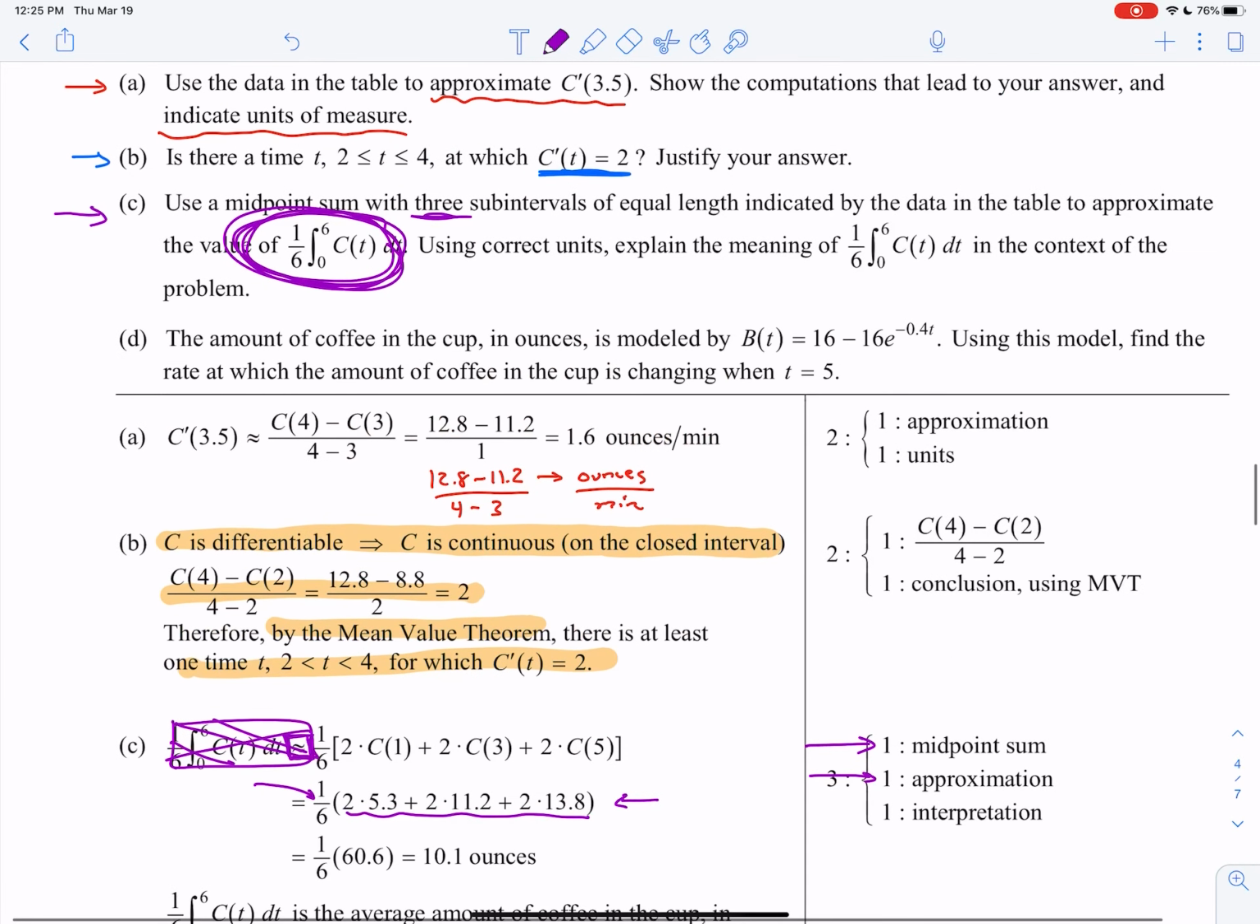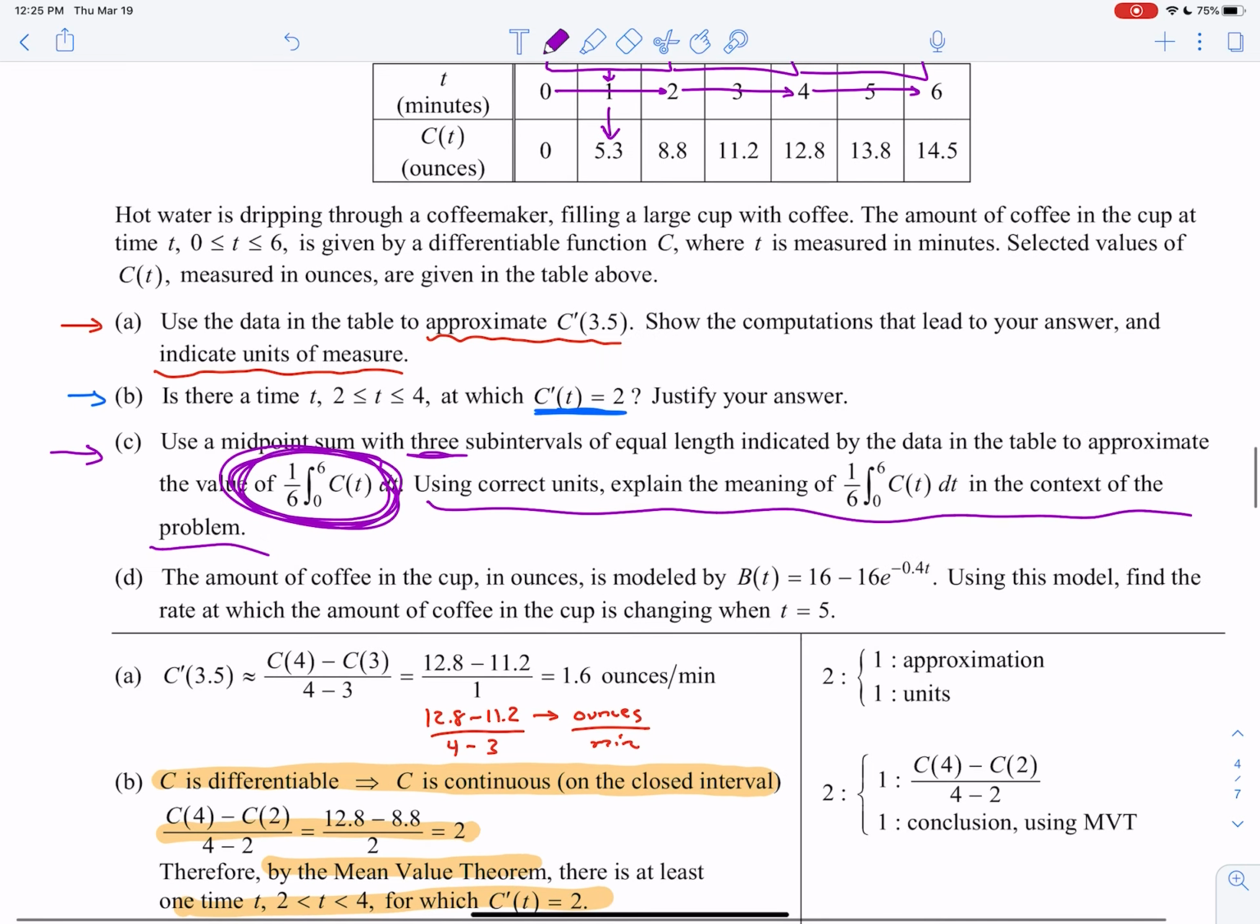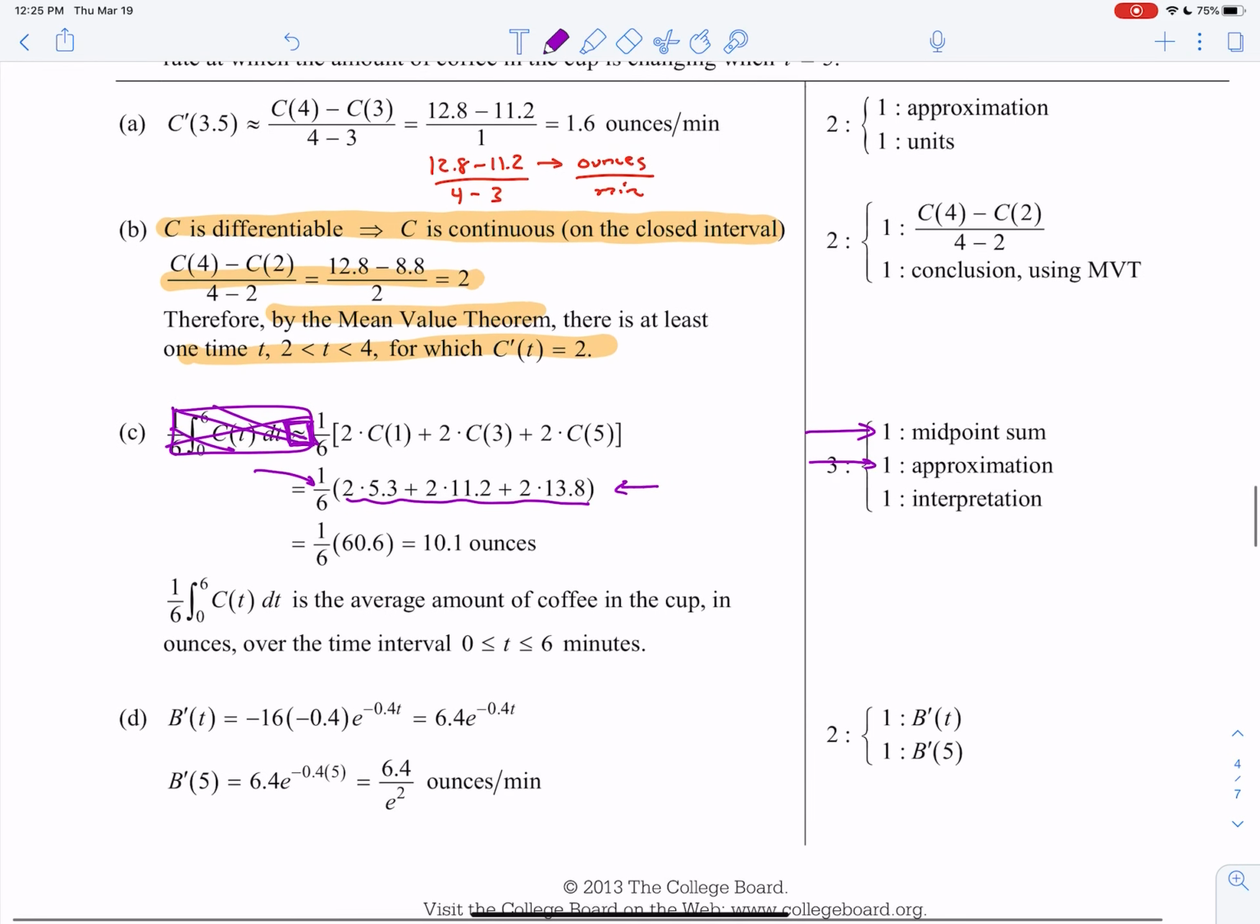Now, in part C, they also ask you to interpret the meaning using correct units. So what did we just find? Okay, that 1/6 should tell you that we found the average. Now the average what? What the heck is C, right? C of t is just measuring the amount of coffee in the cup. So if we put those two together, this is going to be the average amount of coffee in the cup.